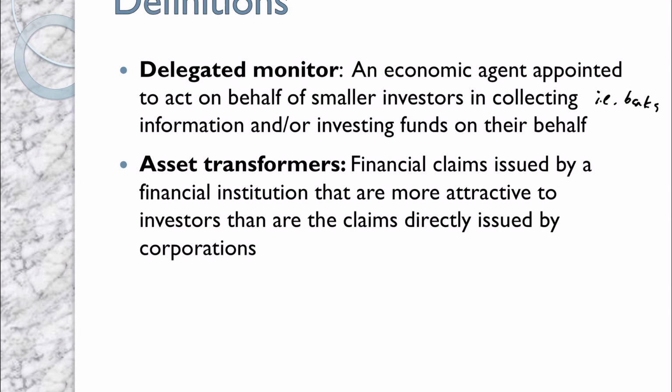So asset transformers, the definition is financial claims issued by a financial institution that are more attractive to investors than are the claims directly issued by corporations. Pretty difficult definition there. Think about a bank taking a liability, so that would be a deposit that someone made, or an individual or company. They take this liability, which was a deposit, and they transform it into an asset. Or, for example, a loan that another individual or entity could take out. That is what asset transformers are. They take a liability and convert it into an asset.